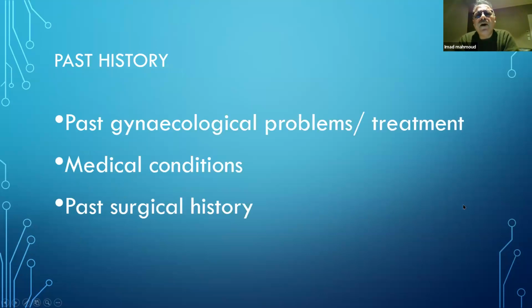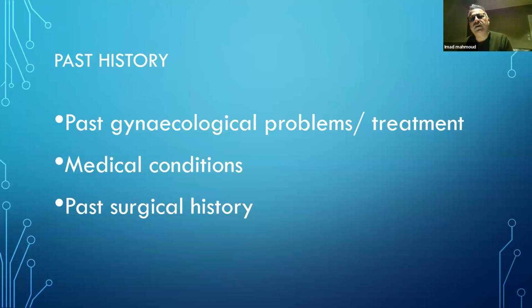Past history, past gynecological problems, and how did they treat it. Medical condition. If someone has a medical condition, anything, liver problem, hemochromatosis. Past surgery, have they had any gynecological or non-gynecological surgery? For example, have you had surgery for a fibroid? Have you had surgery for an ovarian cyst? Have you had surgery for ectopic pregnancy? Anything gynecological or even non-gynecological? You need to take a surgical history, what type of surgery they had.